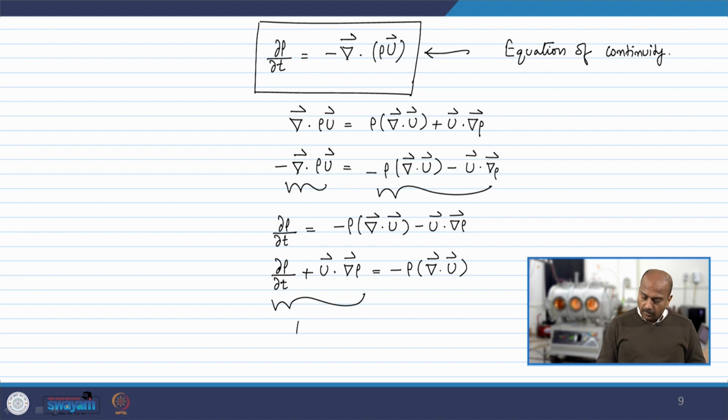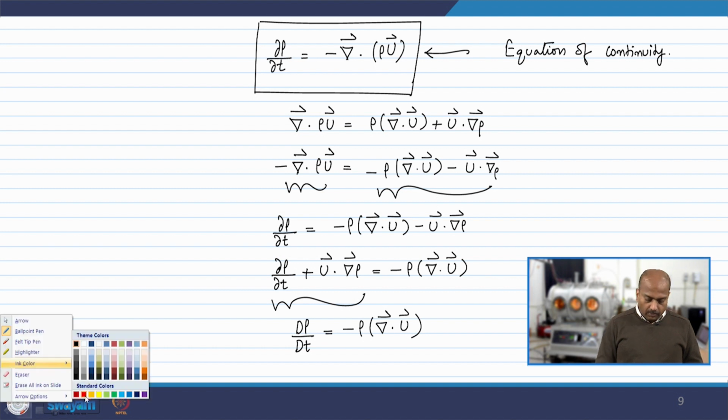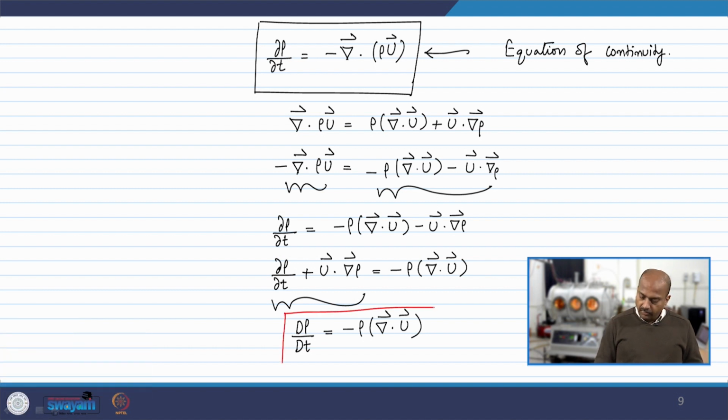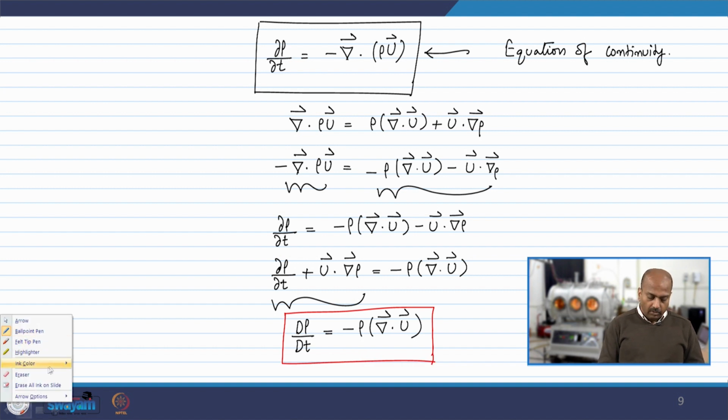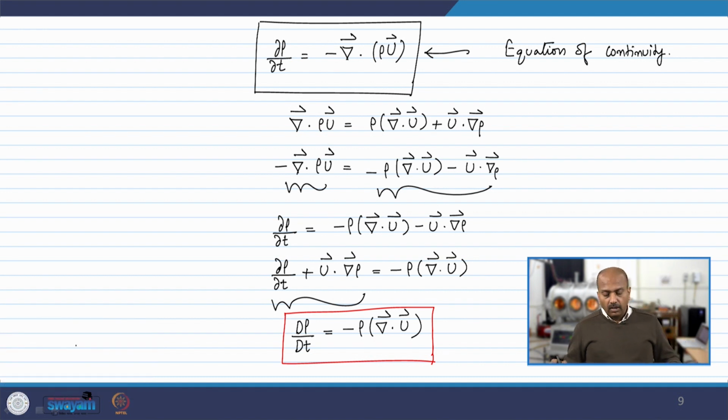So, this can be written as D rho by Dt is minus rho times del dot u. This expression is called the velocity divergence form of the continuity equation. This is also the continuity equation, but it has a name because you have the velocity divergence appearing on the right hand side. The earlier form had the divergence of mass flux, but this has the divergence of velocity, right. Now, look at this term, why I have written the total derivative.